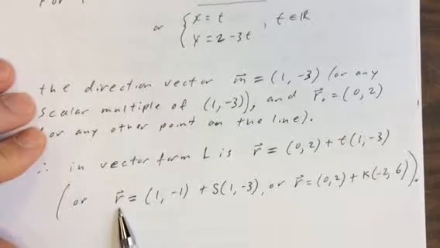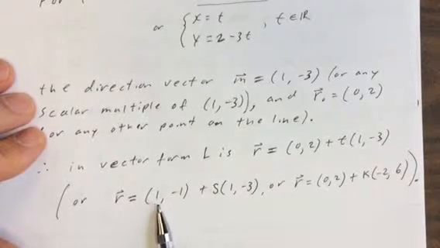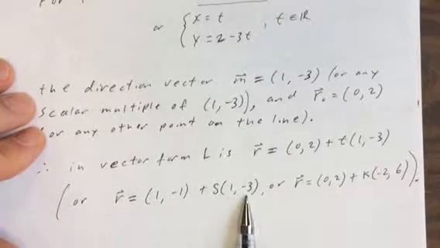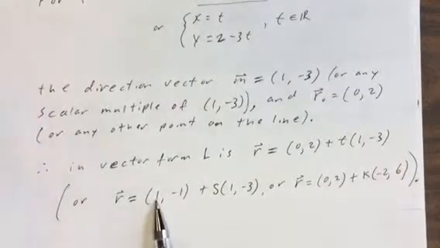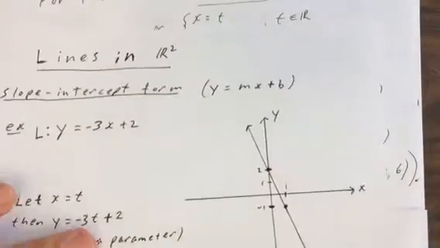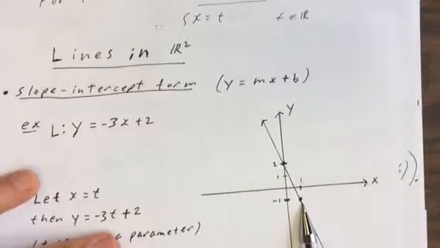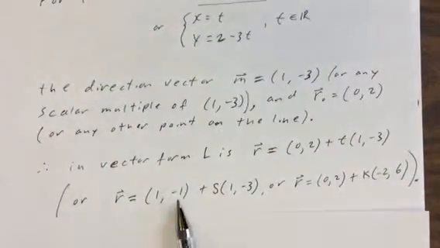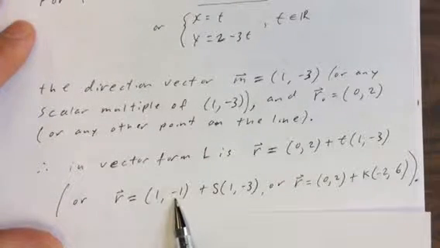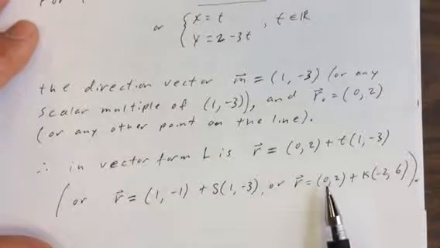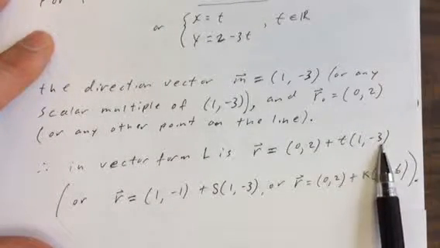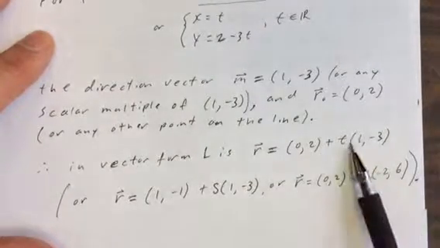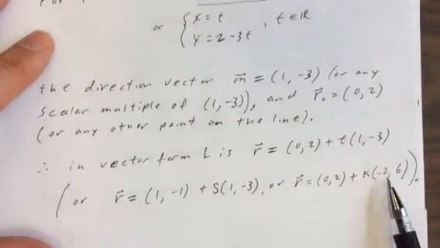Okay, so the vector r could be 1 comma negative 1 plus s times 1, negative 3. We know that 1, negative 3 is a direction vector for the line, so that's going to work. And if we go back to the graph, 1, negative 1 is a point on the line, so I can use that, a vector from the origin to that point. We also know that any vector parallel or collinear with 1, negative 3 is going to work as a direction vector. So let's multiply that by negative 2, and we get negative 2 comma 6.